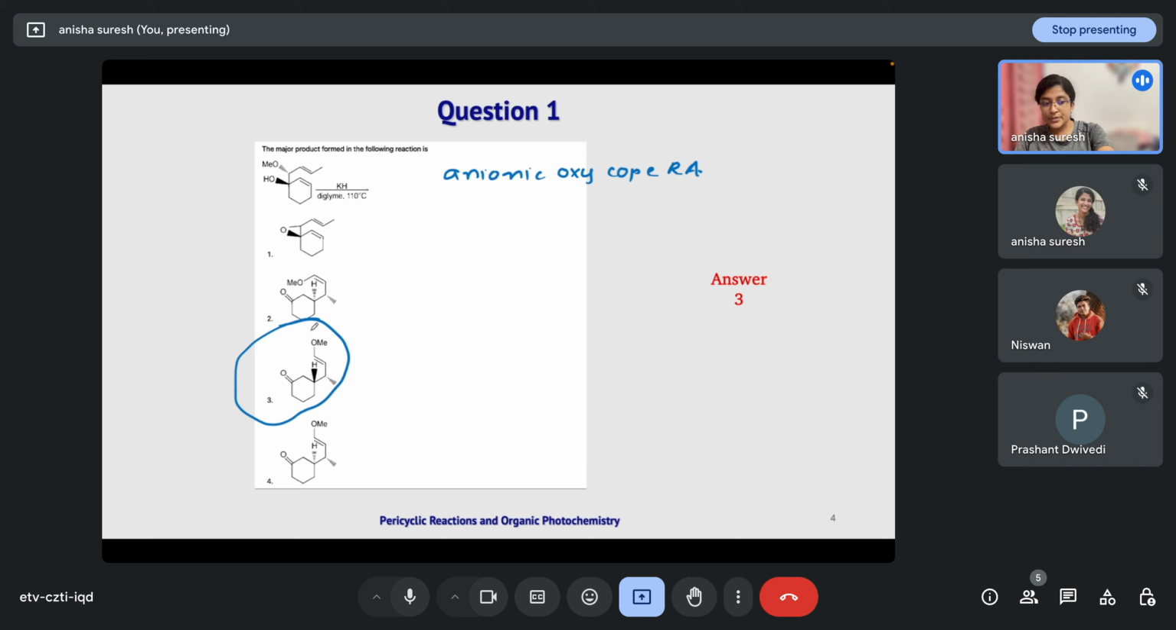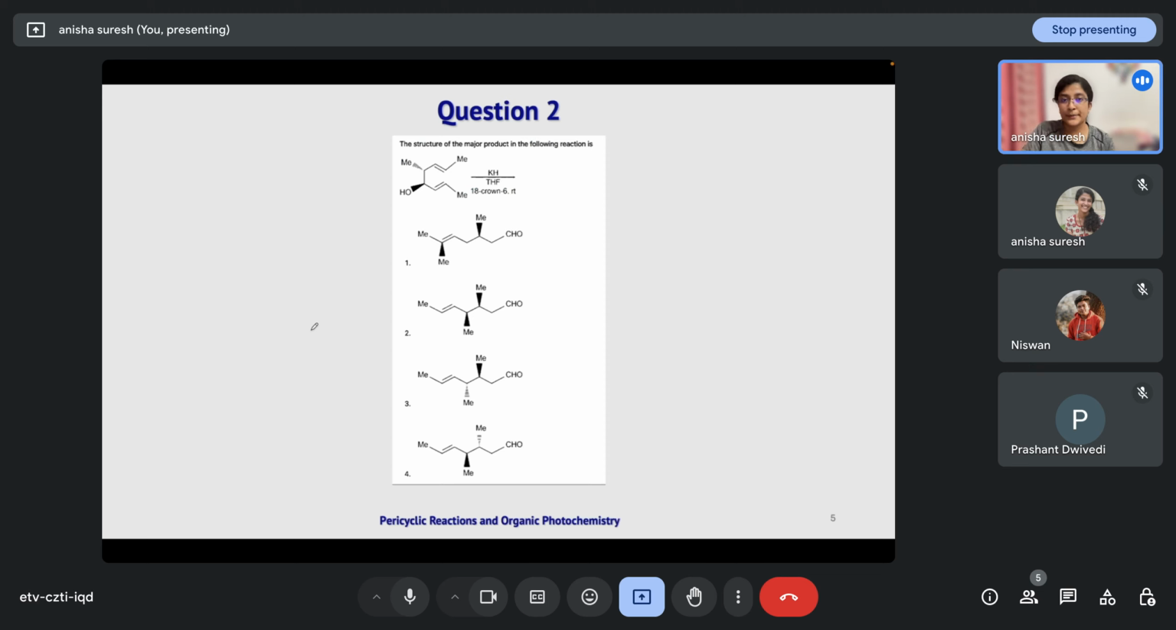Now coming to the next question. This is question number 2. The structure of the major product in the following reaction is. So here also, what is the reaction that is taking place? 3,3 sigmatropic rearrangement, yeah, anionic Cope rearrangement. This is also a 3,3 sigmatropic rearrangement. And since an anion is involved, the anion that will be formed from this OH, it is known as anionic Cope rearrangement.